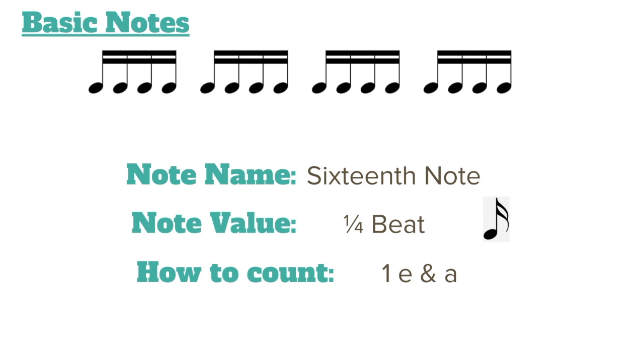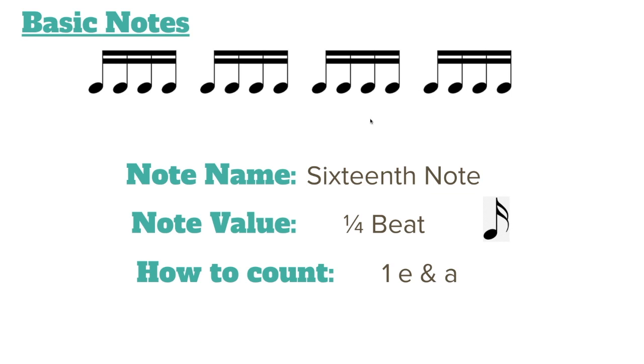These are 16th notes. These each get 1/4 of a beat. See how it's very similar to the 8th note, except it has 2 flags going down the side. So each is worth 1/4 of a beat, like 1/4 of the pie. We're going to cut it into 4 pieces, right? And we're going to count this 1 e and a. Before, our 8th note was just 1 and. Now we have 1 e and a. We've added 2 extra counts in there, because it takes 4 of these to make 1 beat. So we're going to count this 1 e and a, 2 e and a, 3 e and a, 4 e and a.